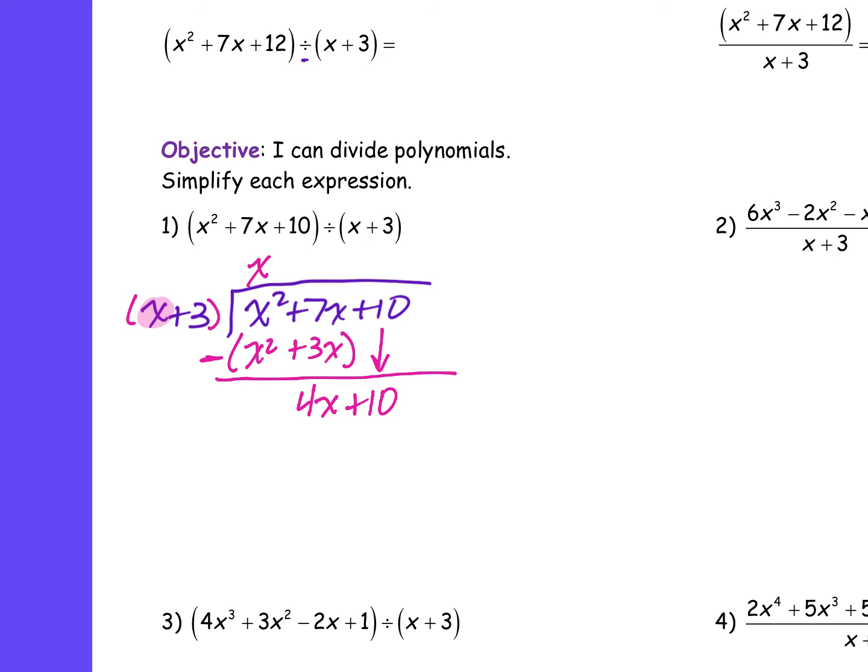It's the same thing all over again. So what do I multiply x by to get 4x? Plus 4. So 4 times x is 4x, and 4 times 3 is 12. Then I subtract, and I get negative 2. So this is how we write our remainder.